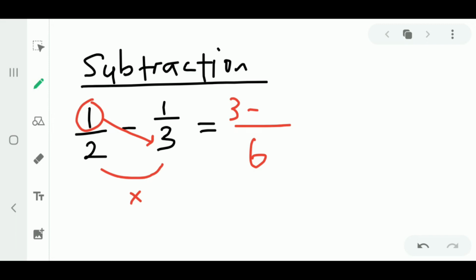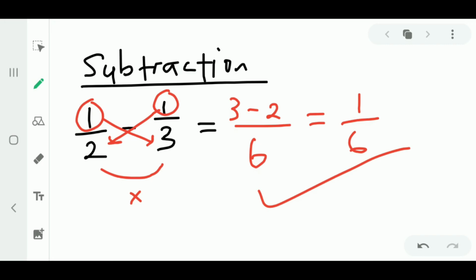We go to the right-hand side, circle the numerator, multiply by the opposite side, which is 2. So 2 times 1 gives us 2. So we have 3 minus 2, which gives us 1 over 6. And voila. Let's try a more difficult question. Let's say we had 7 over 8 minus a half.